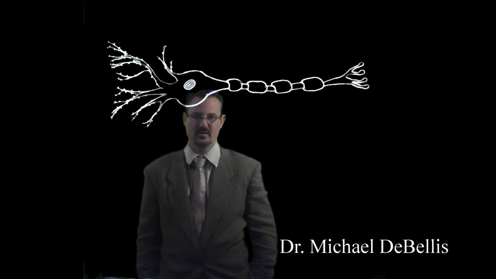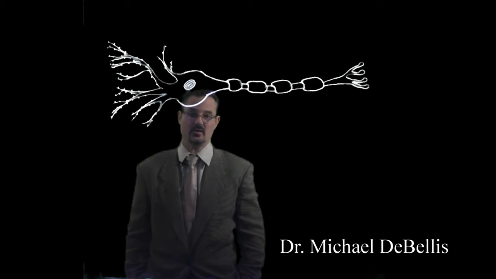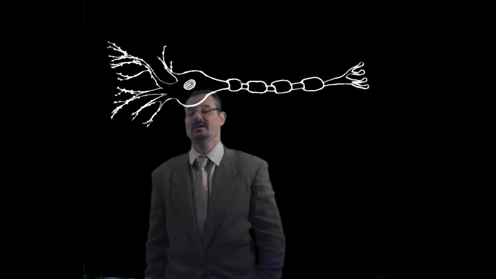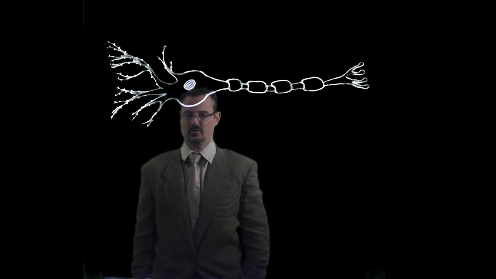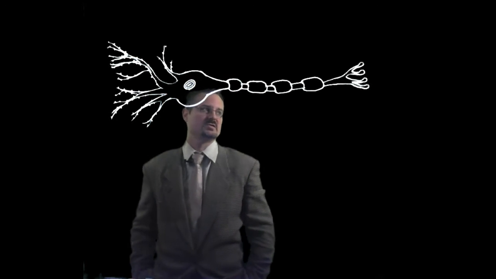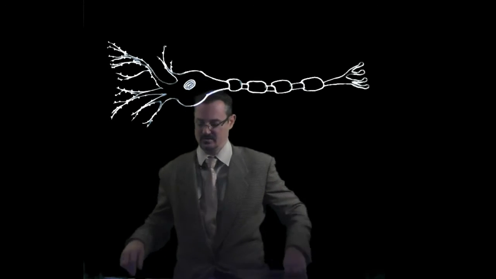Hello, I'm Dr. DeBellis, and today we're going to talk about a special type of cell called the neuron. The neuron is special because it can actually transmit a message. It does this through an action potential. Before we get into the details of how an action potential occurs, though, I'd like to start by laying down some ground terminology to help us to better understand how this happens.